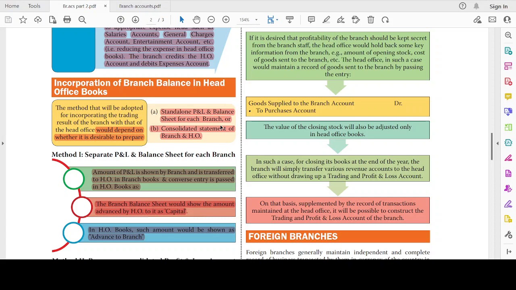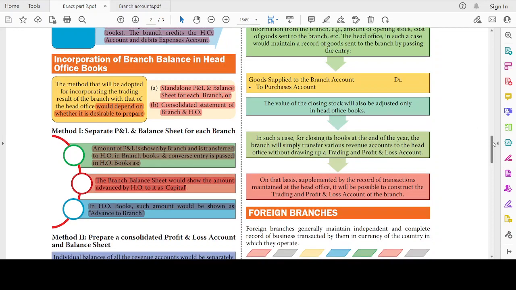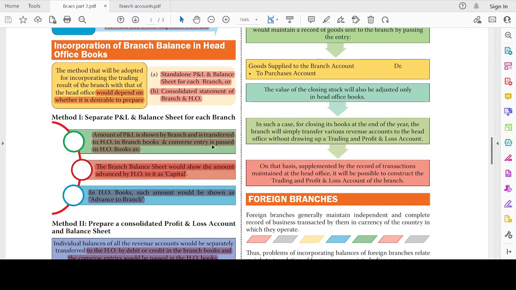In the case of a consolidated statement of branch and HO, all the ledgers will be closed by transfer to HO, and that will be correspondingly opened in the HO books, and then the consolidated statement will be prepared. Method 1: separate P&L and balance sheet for each branch. The amount of P&L is shown by branch and is transferred to HO in branch books, and converse entries are passed in HO books. The branch balance sheet would show the amount advanced by the HO to it as capital, and in HO books it will be like advance to branch, or advance from branch. Either way, if capital is debit, then it will be advance from branch.